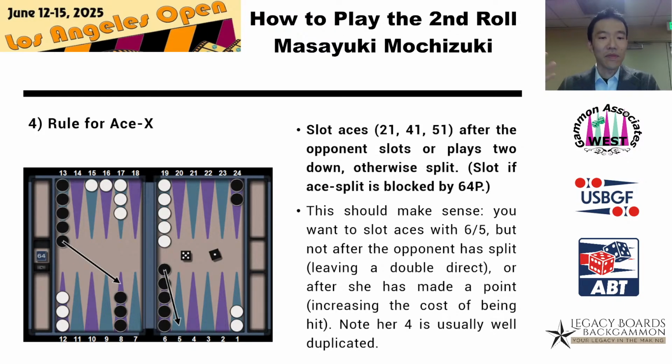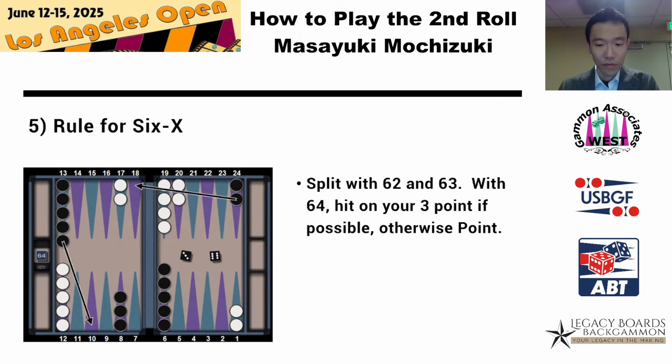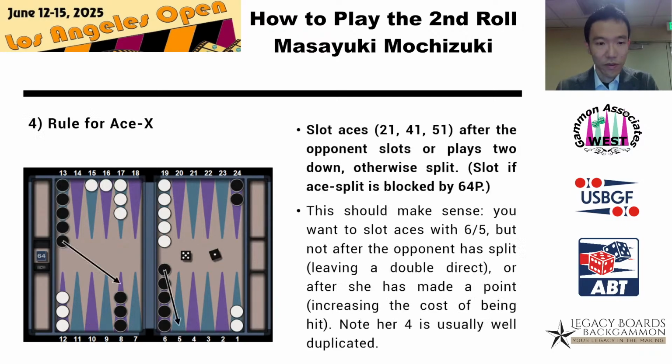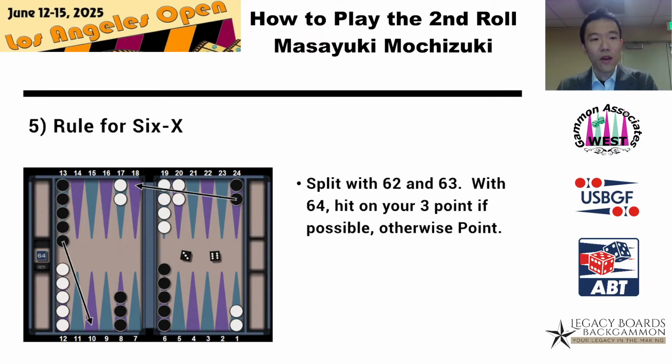Similar, it happens a lot of times when he makes 2 down. Okay, so now we move on to the rule for 6x.